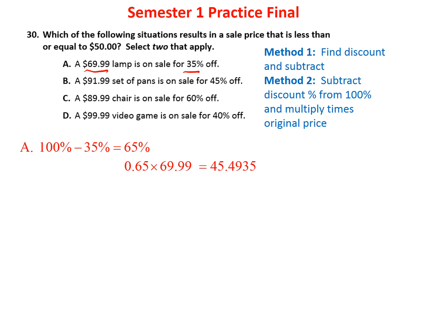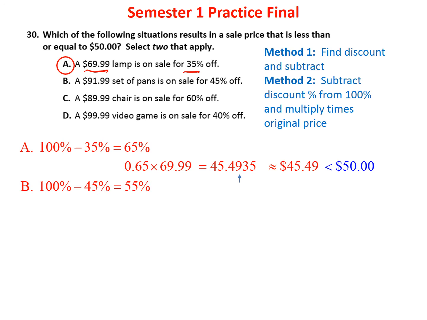That's 45.4935. If we round off to the nearest penny, I look next door, there's a 3, that's less than 5, so we don't round up. We leave it at 45.49, and that is less than $50. So A would be something that we could afford.